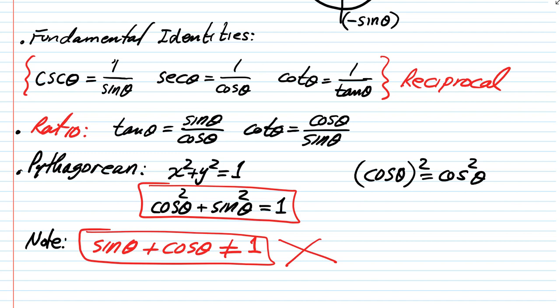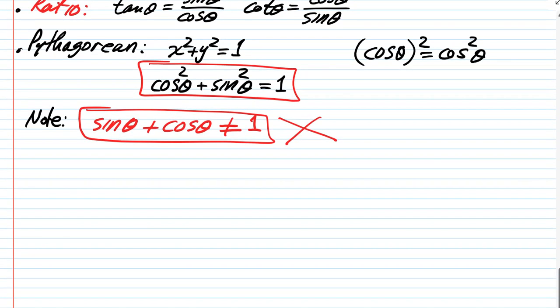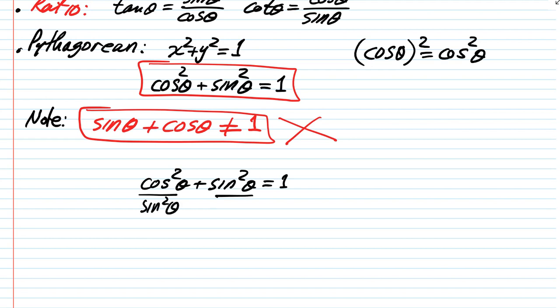All right. Now, from the Pythagorean identity, we actually get a couple of very useful identities. Check this out. We know that cosine squared plus sine squared is 1, right? So if I divide everything by sine squared, for instance, sine squared, sine squared.